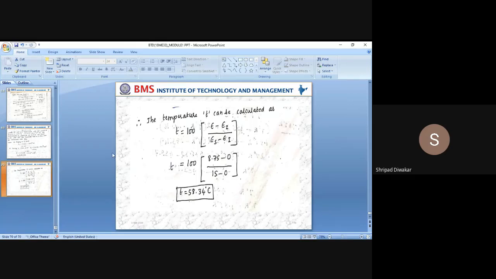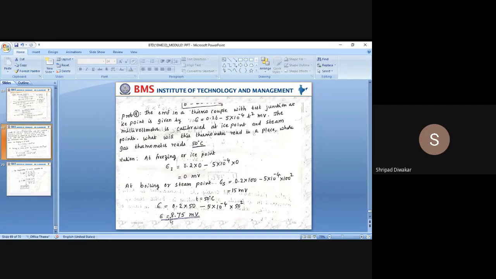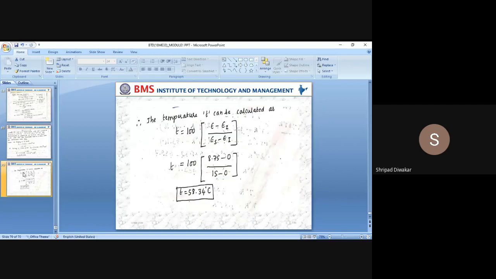So we have 100 into L minus Li divided by Ls minus Li. The equation is the same, don't change the equation. Instead of L, you substitute epsilon. So T equals 100 into epsilon minus epsilon i divided by epsilon s minus epsilon i. Epsilon is the thermometric property at the given temperature, that is at 50 degrees Celsius, which we obtained as 8.75. Epsilon i is the thermometric property at the ice point, which we got as 0.